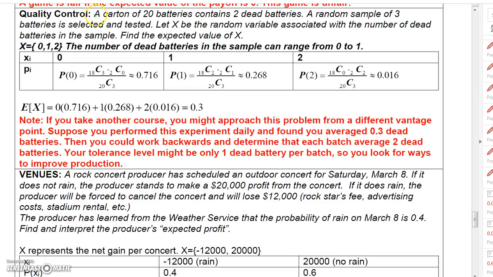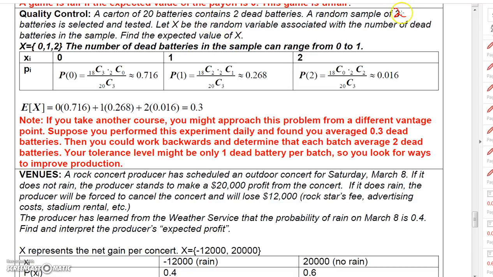Okay, so here we have another example similar to the light bulb example. This time we have batteries, 20 batteries, and 2 of those batteries are dead. We're going to take a random sample of 2 batteries and test them. Okay, sorry. Let's let X be the random variable associated with the number of dead batteries in the sample and find the expected value of X.